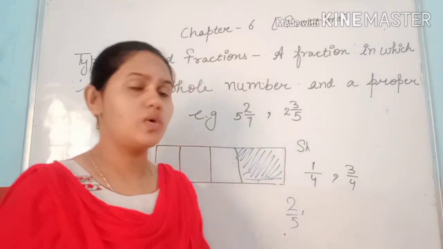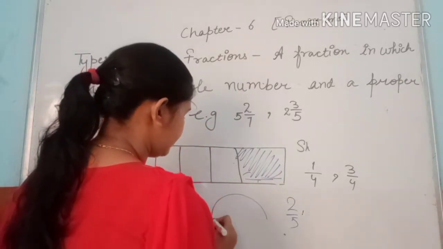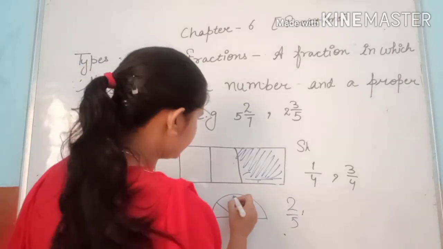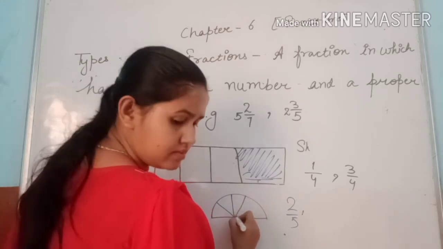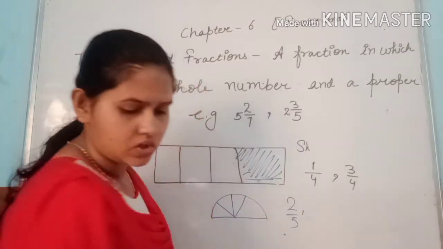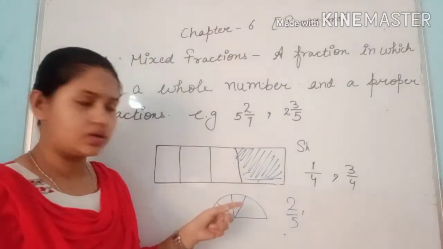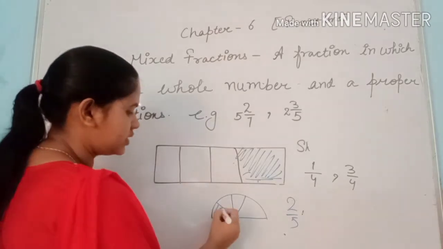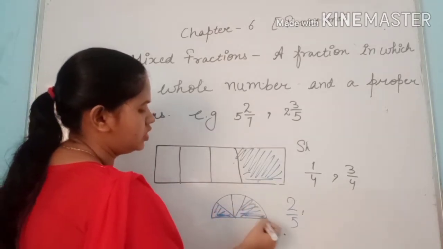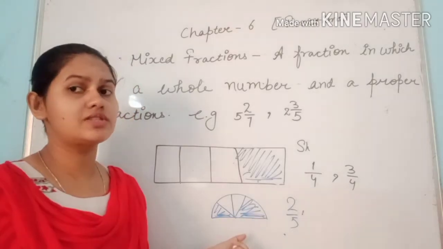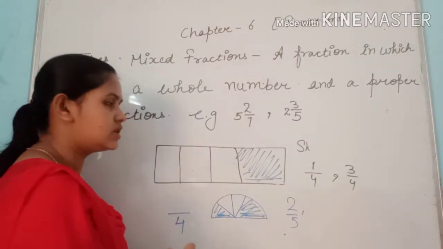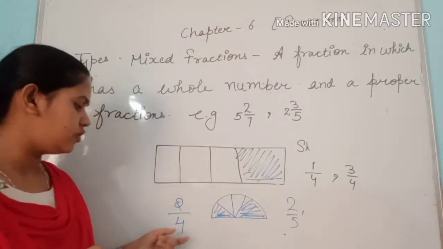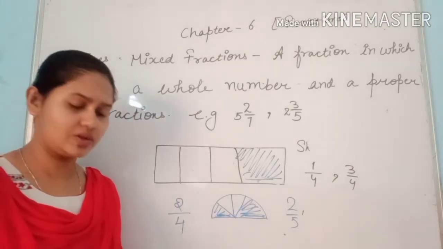And the last one, where the picture is like this, right? And how many boxes are given to us? Okay, so you can see 1, 2, 3, 4. 4 are given to us and 2 are shaded, right? This one is shaded. 2 are shaded and the total is 4, which means the denominator is 4 and the numerator is 2. So we will write it like this, right students?